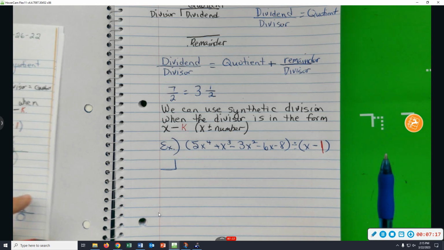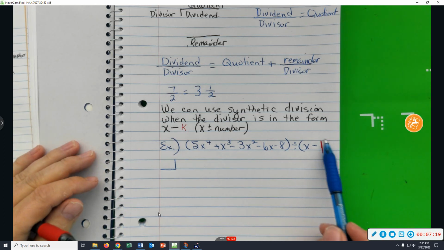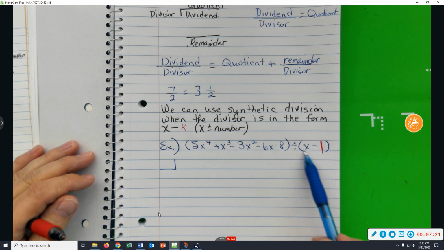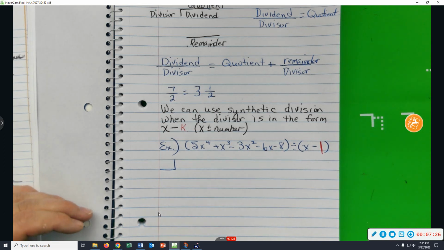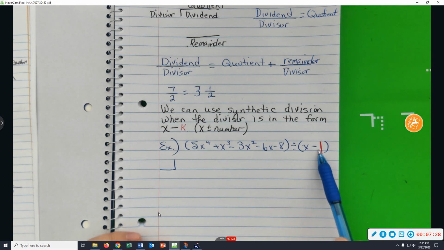Synthetic division. What I do is I make a little hook. Notice I'm skipping a line here. I have a reason for doing that. And I ask myself, what number makes this thing equal 0? What number would make the divisor equal 0? It should be obvious. 1. You see a -1 there?